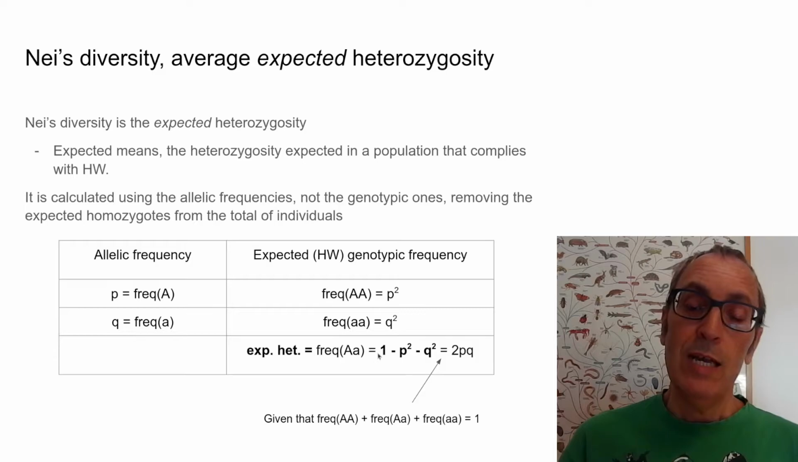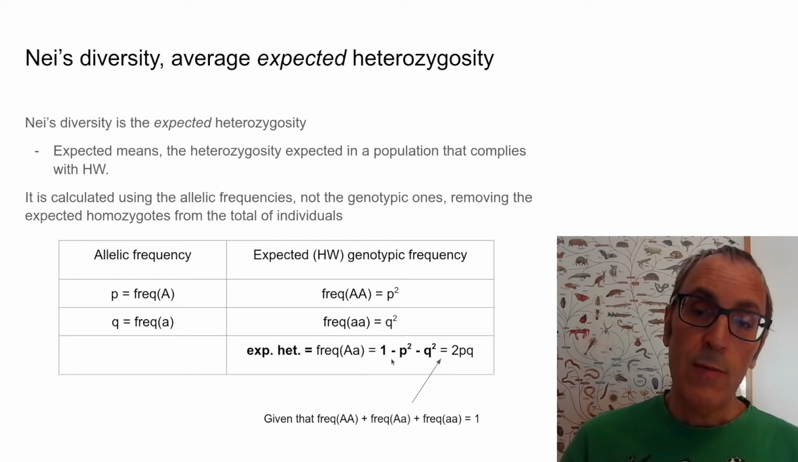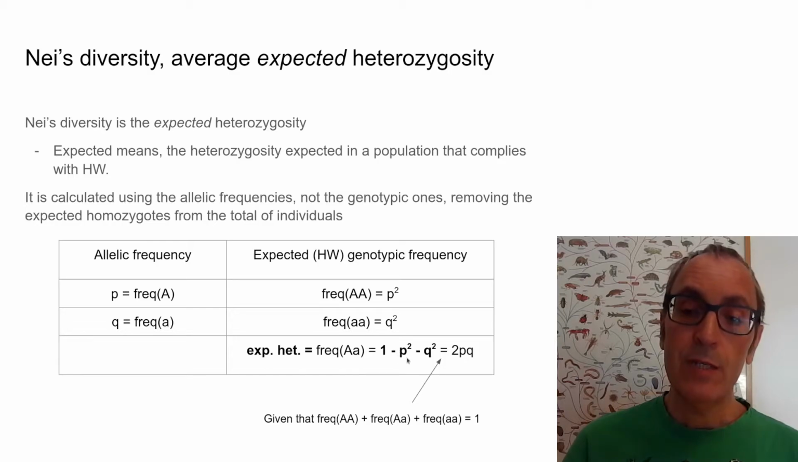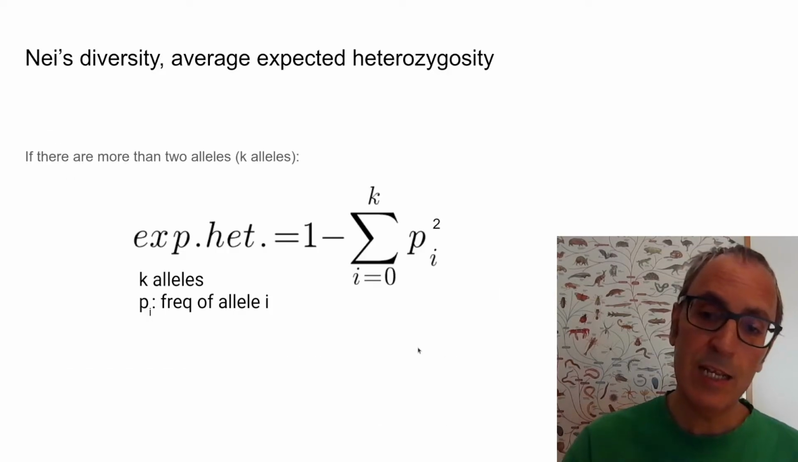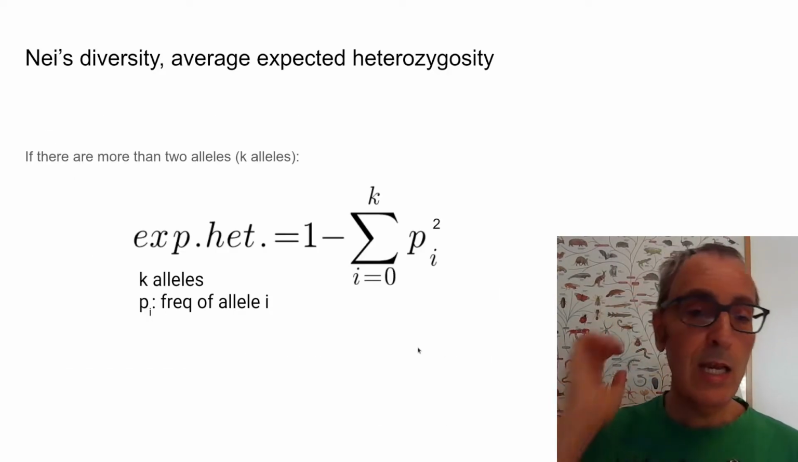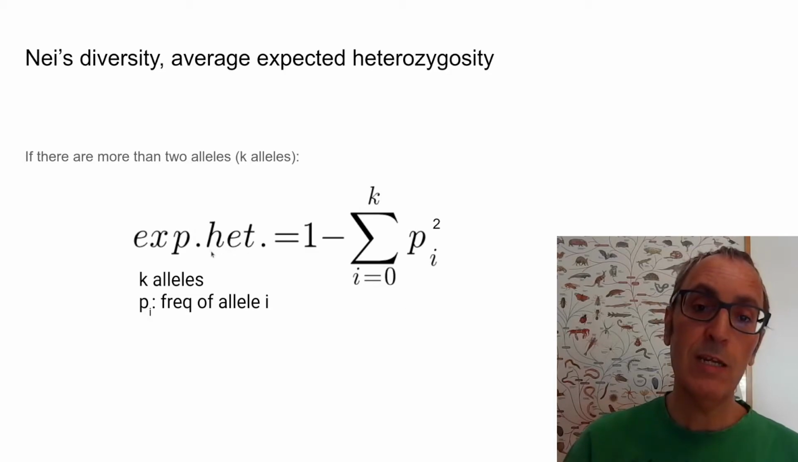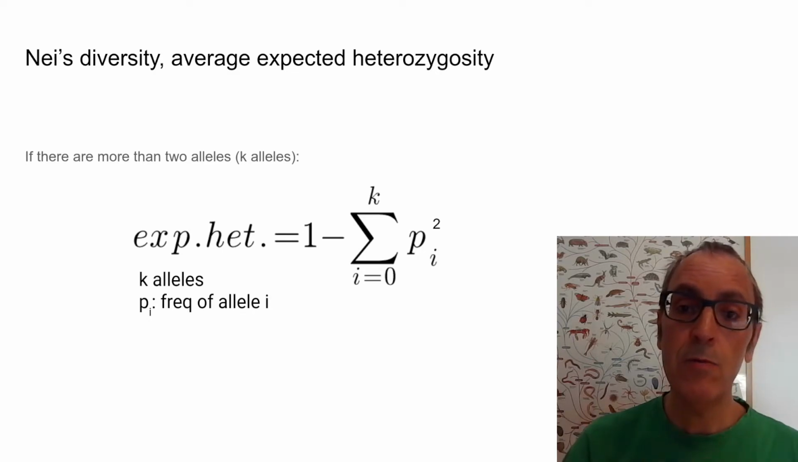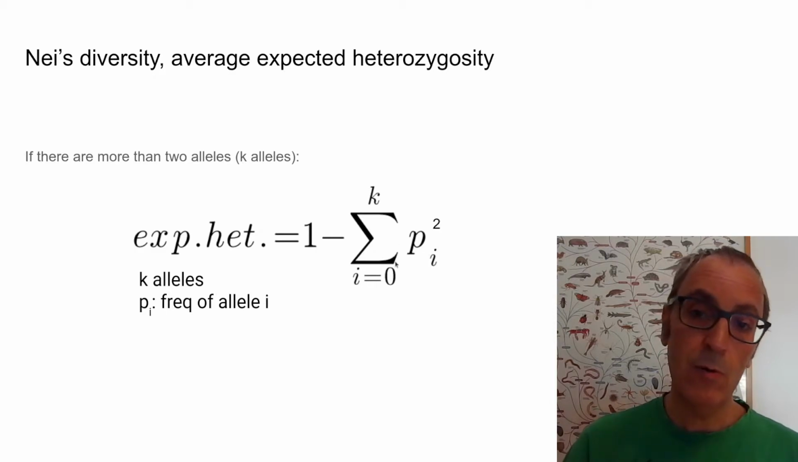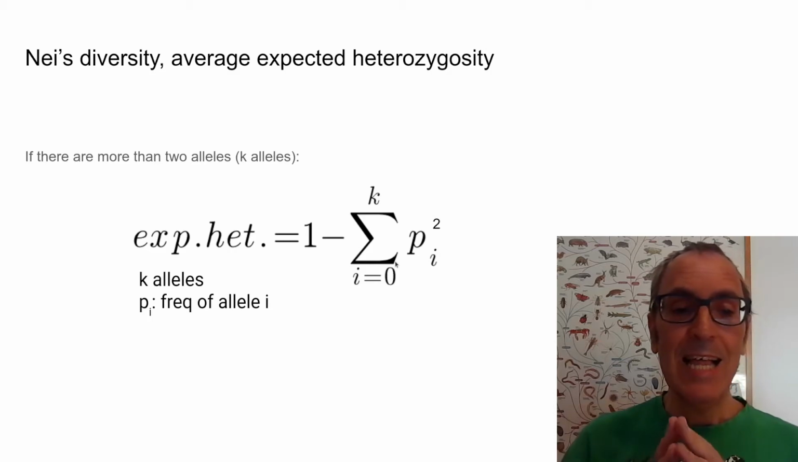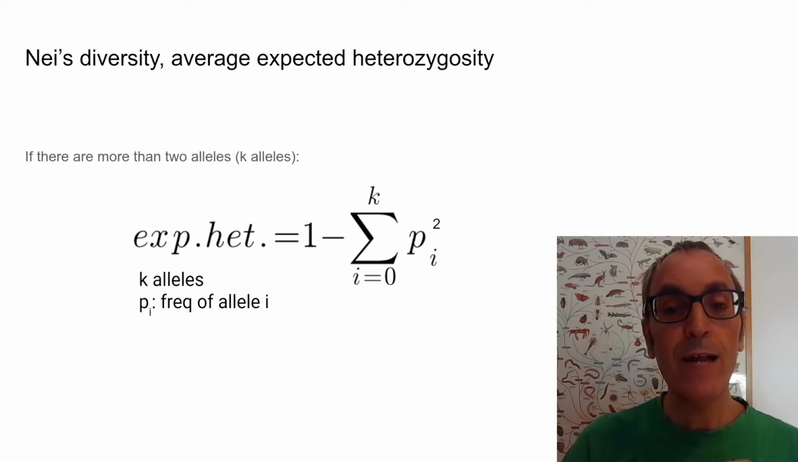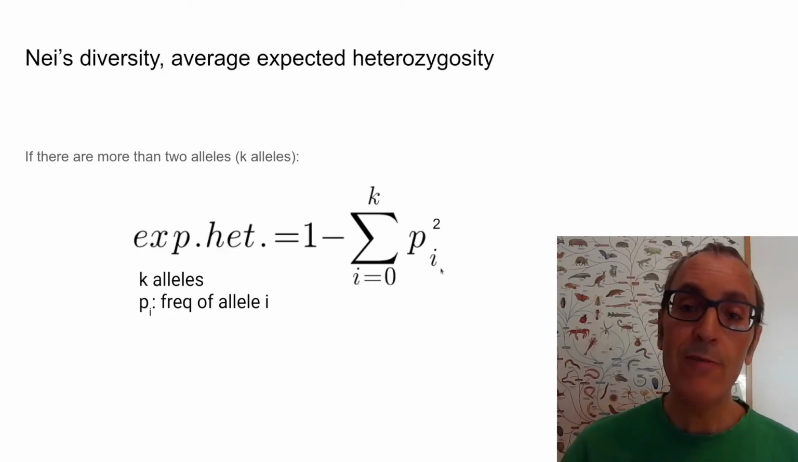In the case of two alleles, this number is 2pq. Another way of calculating this is 1 minus the allelic frequency p squared minus the allelic frequency q squared. In the general case, if we have more than two alleles, the expected heterozygosity, so the heterozygosity that we expect in a population that is in Hardy-Weinberg equilibrium, would be 1 minus the sum of the allelic frequencies squared, for all alleles. And you can calculate that for any population, even a highly inbred population, because you always have the allelic frequency.